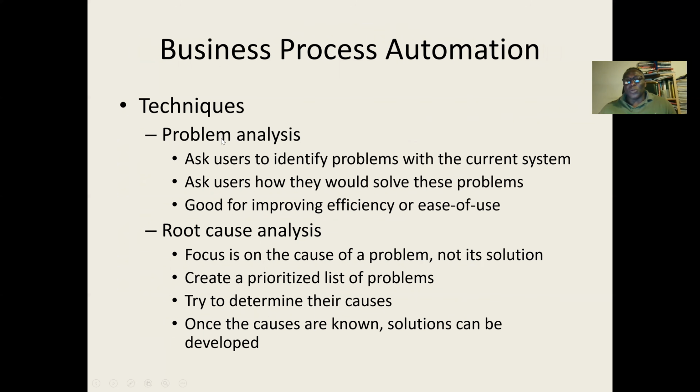So techniques that we can use, one is problem analysis with business process automation. Ask users to identify the problems with the current system. Ask users how they will solve these problems. Then it's good for improving efficiency or ease of use. We can also use the technique called root cause analysis, which will focus on the cause of the problem, not the solution. Then we create a prioritized list of problems, trying to determine their causes. Once we know their causes, then a solution can be easily developed. And this is for business process automation. Again, the least amount of time is spent on the current system.